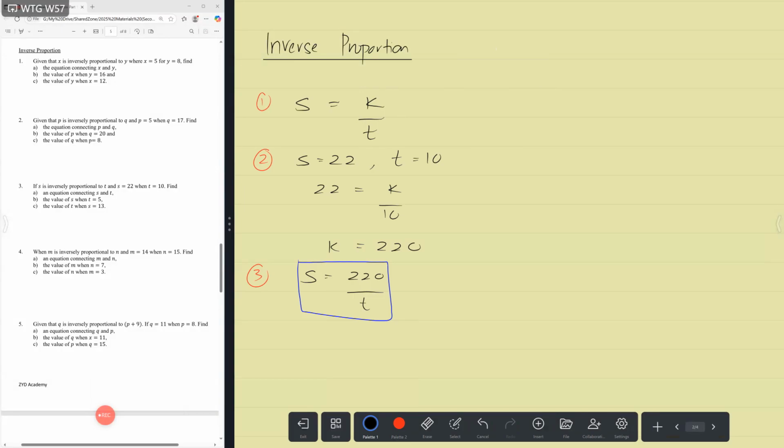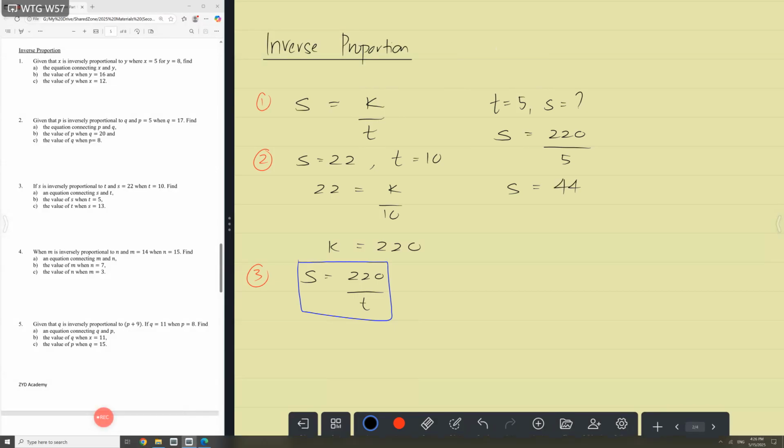So in part B, find the value of S when T equals to 5. So T equals to 5, S equals to the question. Okay, so therefore, using the formula, S is equals to 220 over 5. Therefore, S is equals to, using your calculator again, and you will get 44. Okay, and this is the value of S when T is equals to 5.